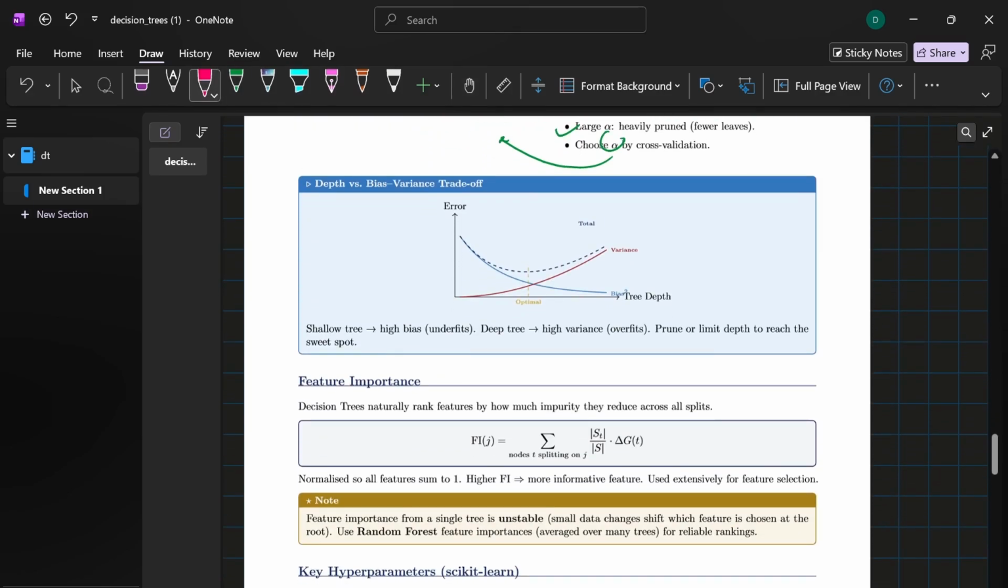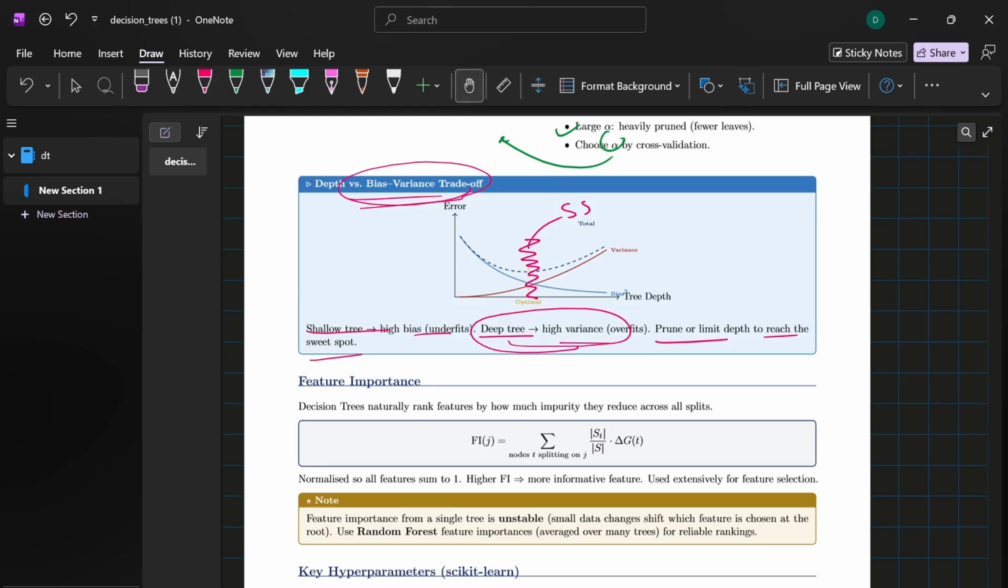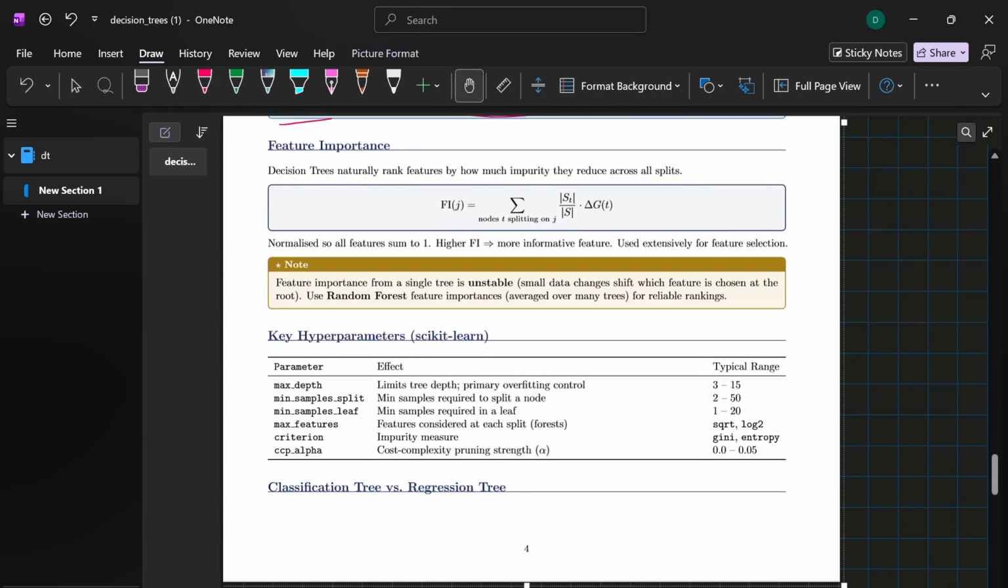Now let's talk about one more thing, the bias-variance trade-off, which is fundamental. A very shallow tree has a high bias, it's too simple, it's underfitting, so it misses the pattern of the data. A very deep tree has a high variance, so it memorizes the training data and overfits. The sweet spot is somewhere in the middle, a tree deep enough to capture the real pattern but pruned enough to generalize well.